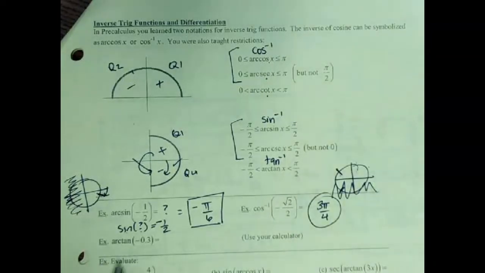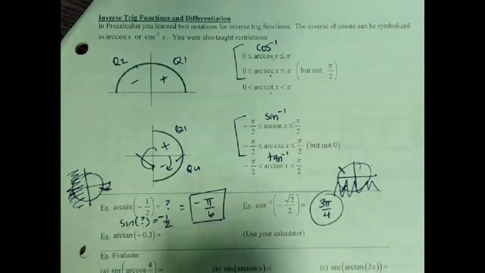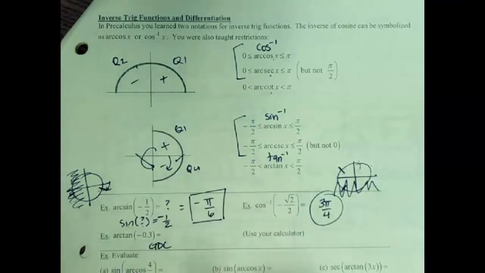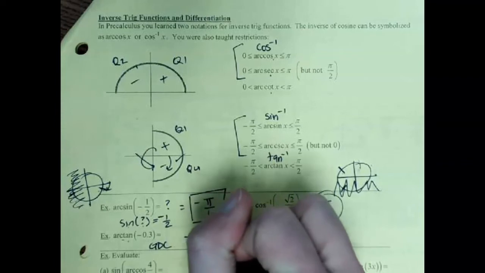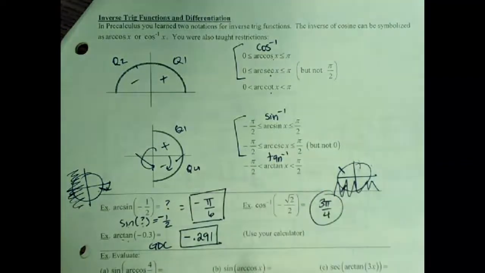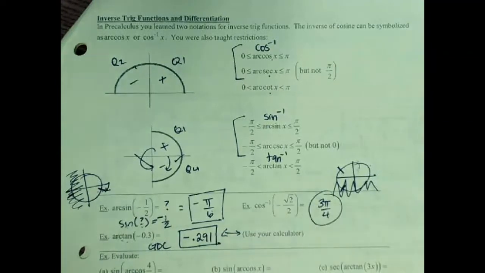And then arctan of -0.3, that's not a unit circle value. If it was like a square root of 3, or if it was an arctan of 1 or -1, then you could use your unit circle. But this would just be something that you would have to use your graphing data calculator. Just hit second tangent, and then you would get your angle as -0.291. And remember, we would pretty much always want the angle to be in radians. Very, very rarely ever would you want it to be in degrees.